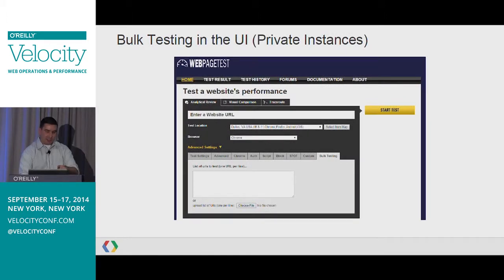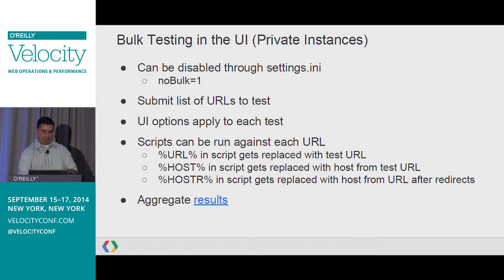Yeah, so we already sort of showed off the bulk testing. You can also disable it if you're running a private instance and you don't want people to be able to do hundreds of URLs in the bulk UI. There's a no bulk equals 1 setting that you can use to disable the bulk UI testing. The one thing to know when you're doing the bulk testing, you can do both a script and bulk testing at the same time and run a script against a full set of URLs.